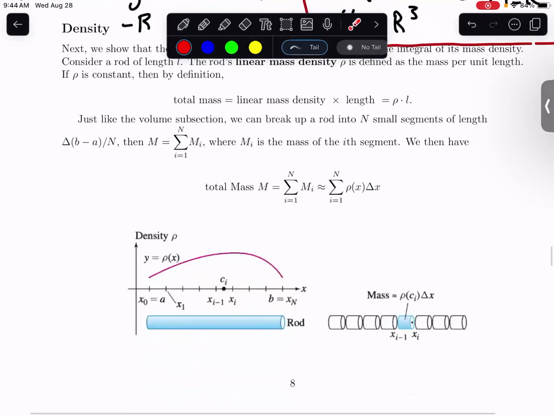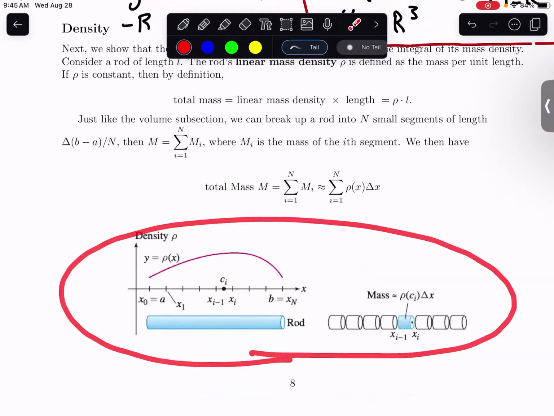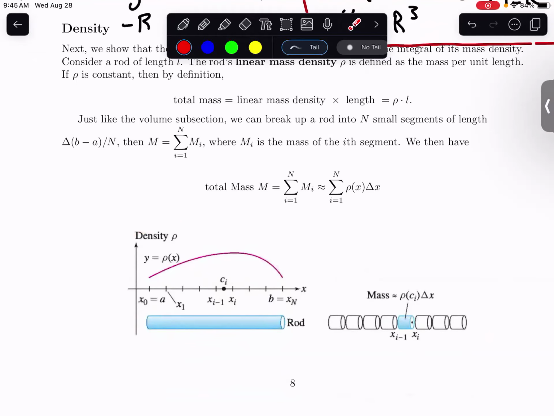But in real life, again, mass is going to be distributed differently throughout a rod, which is represented by this picture at the bottom of the page. This graph, y, is the linear mass density of our rod. You can see that it increases and then it ends up decreasing. Because it's increasing or decreasing, we can't simply say that the total mass will be rho times L.